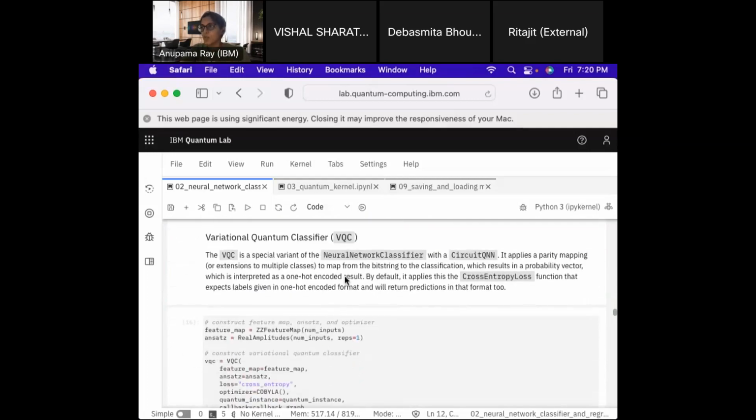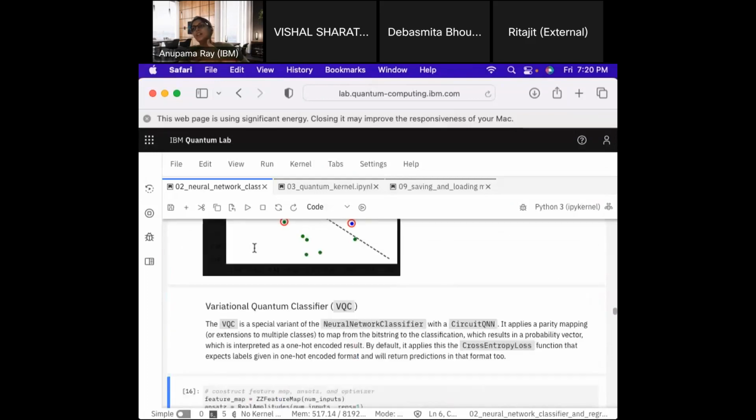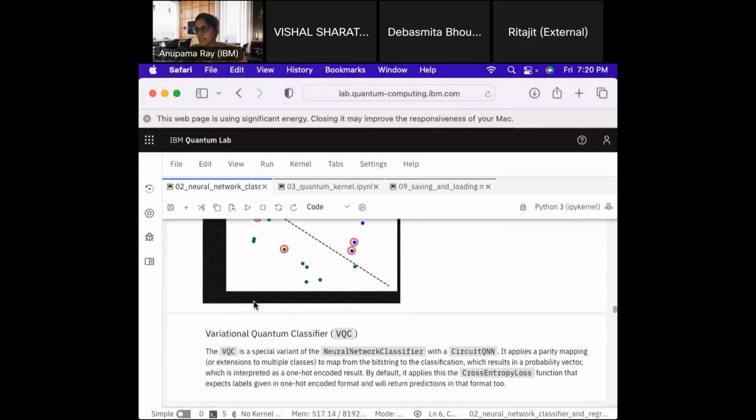The variational quantum classifier is a special variant of the above two classes that we looked at, and here you will be able to clearly see the same steps. You have the feature maps, you have the ansatz, you construct the VQC, and you're just using this VQC class. So if you don't wish to learn about anything till this part of the code, that's fine.